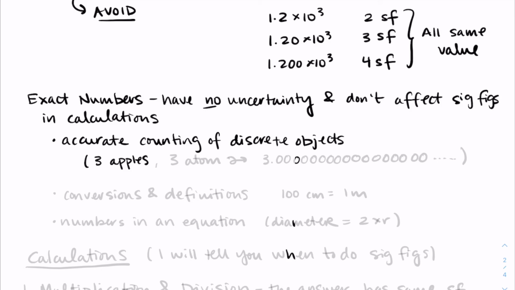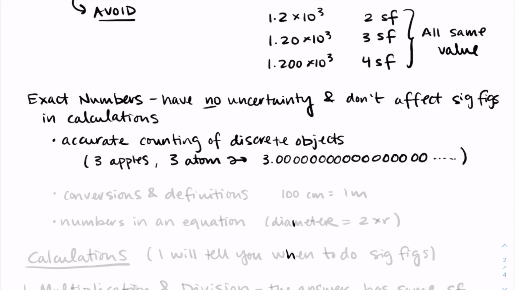3 atoms. Now, it's a little bit harder to discretely count 3 atoms since they're so tiny, but 3 atoms, you can't go any smaller and still be an atom. So this is sometimes talked about as having an infinite number of sig figs. So, my example here, I've written 3.000000000. It has a lot of significant figures because it is that certain. We don't have the uncertainty in that measurement.